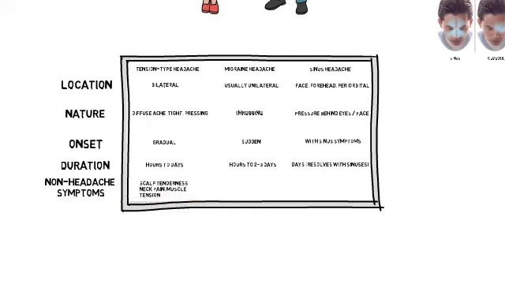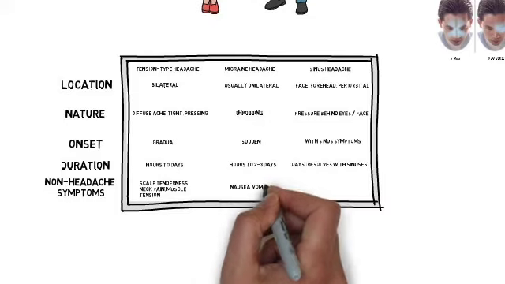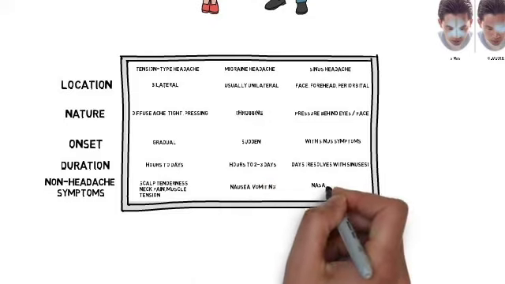All of these headaches can be associated with non-headache symptoms. The tension type headaches can be associated with scalp tenderness, neck pain, or muscle tension. Migraine headaches usually always involve nausea or vomiting. And then sinus headaches can involve nasal congestion or rhinorrhea.